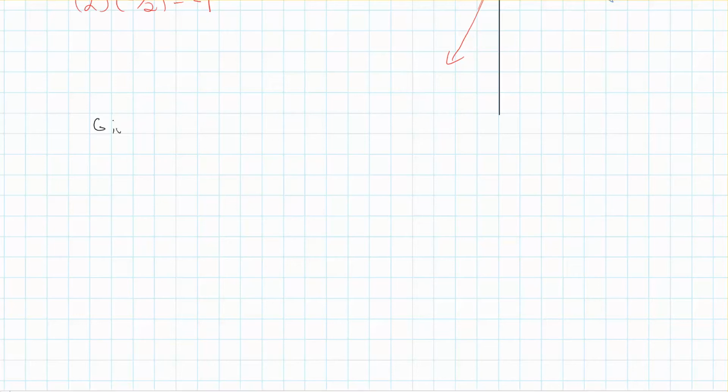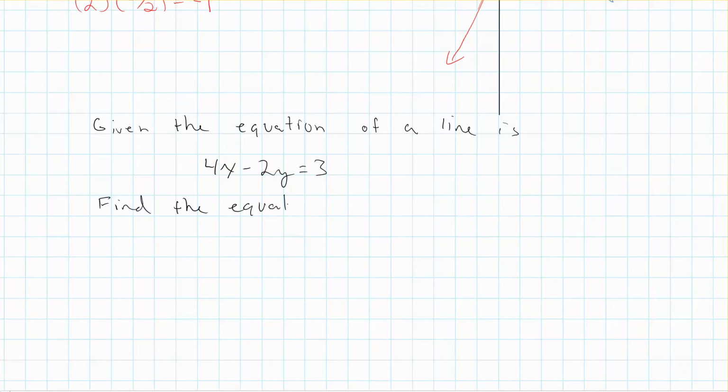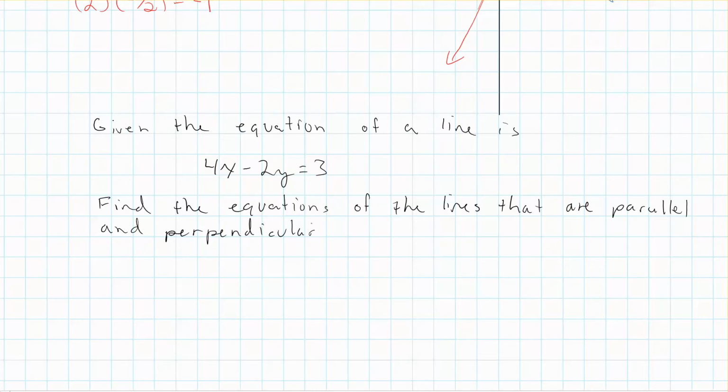So, given the equation of a line is 4x minus 2y equals 3, find the equations of the lines that are parallel and perpendicular that go through the point 2, 1.